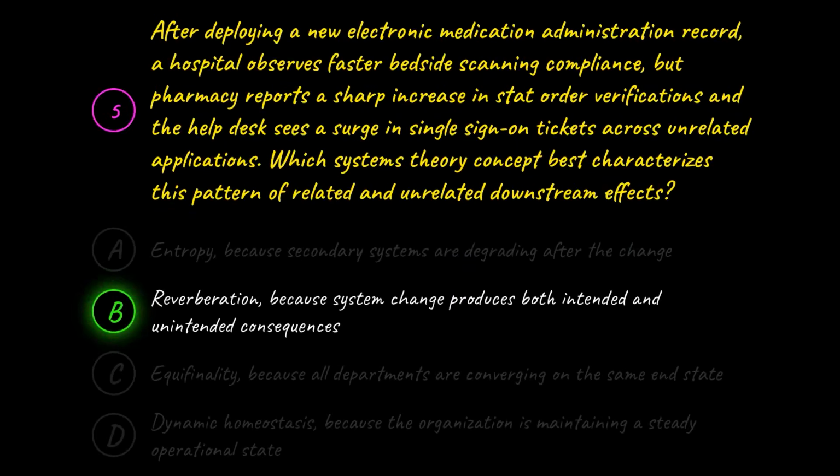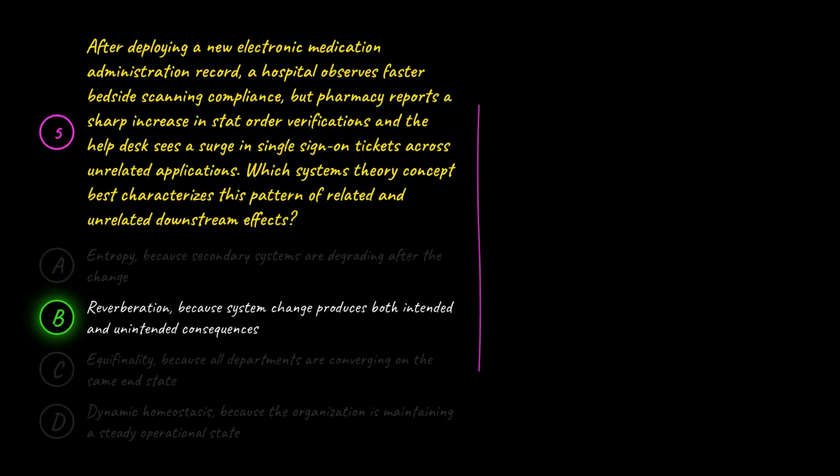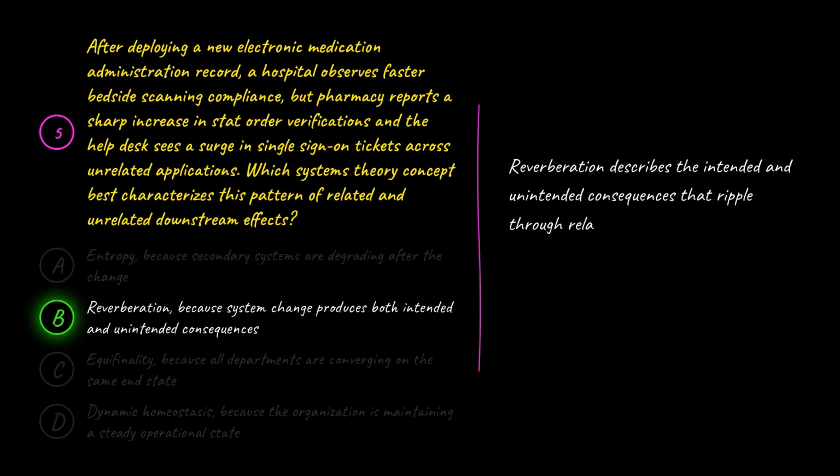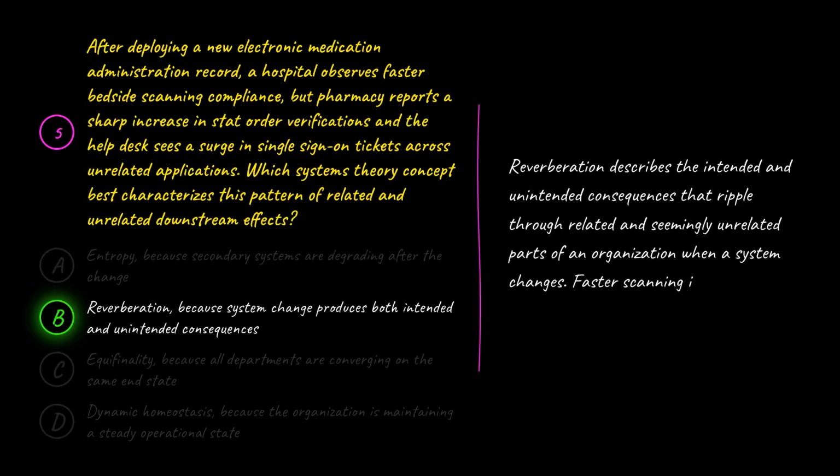The correct answer is B. Reverberation, because system change produces both intended and unintended consequences. B is correct because reverberation describes the intended and unintended consequences that ripple through related and seemingly unrelated parts of an organization when a system changes. Faster scanning is intended, while stat order spikes and SSO tickets are unintended downstream effects, all flowing from the EMAR change.